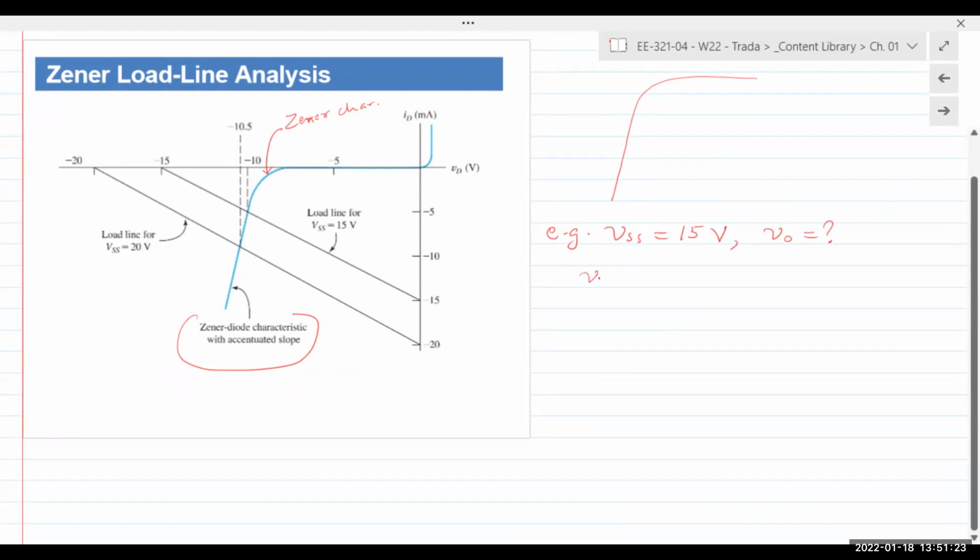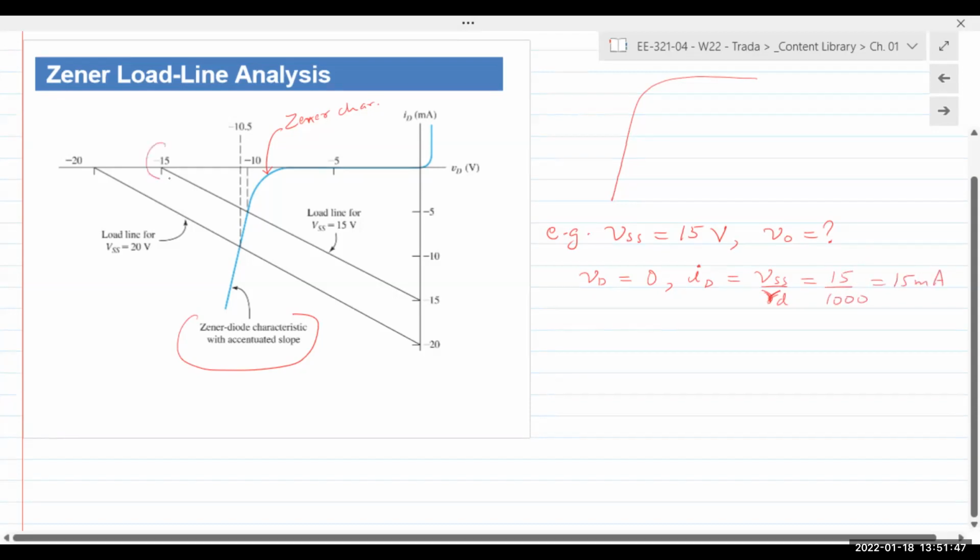So to do that, if I plug in VD is equal to 0, I get ID is equal to VSS over RD, which gives me, what is VSS? In this example, it is 15 divided by 1000, gives me 15 milliamps, which is right here. Similarly, when ID is equal to 0, diode voltage VD is equal to VSS, which is equal to 15 volts. V out is equal to minus VD, so minus 15 right there.